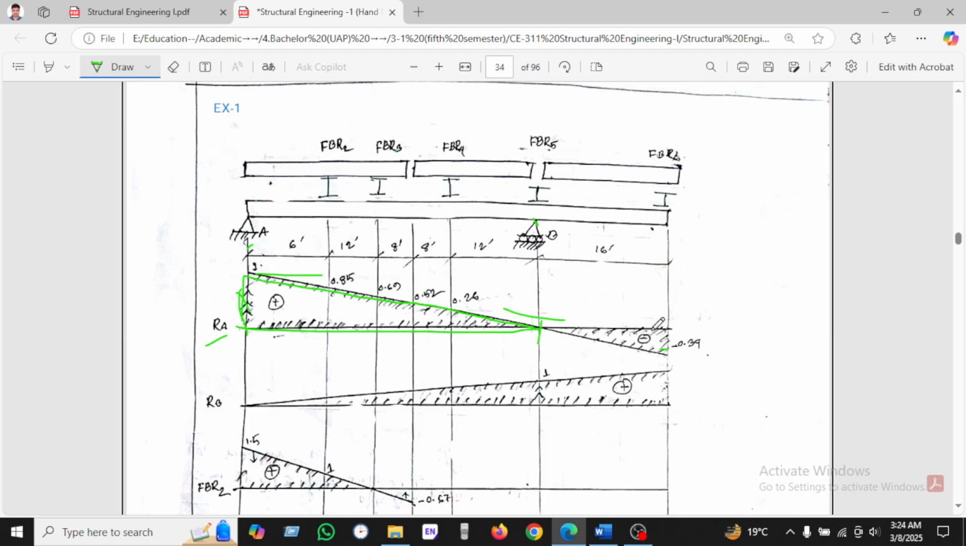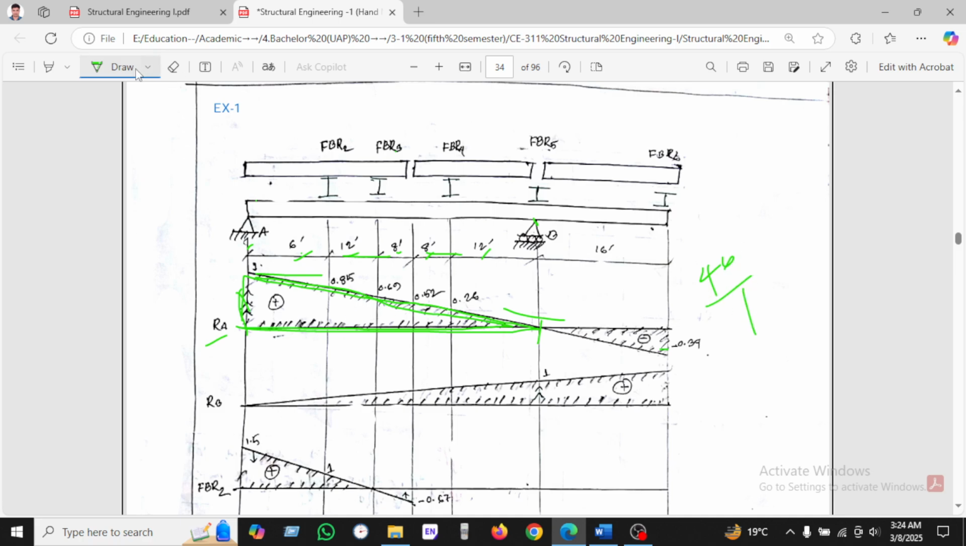As we know, this is 1, how much, 6, 12, 8, 8, 12, so it will be 20, this will be 20, 40, 46. So I will calculate the triangle. So 46 goes to 1.